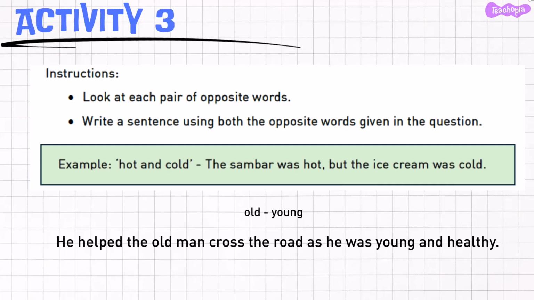Activity 3. Look at each pair of opposite words and write a sentence using both the opposite words given in the question. For example, hot and cold. The sambar was hot, but the ice cream was cold. Old and young. He helped the old man cross the road as he was young and healthy.